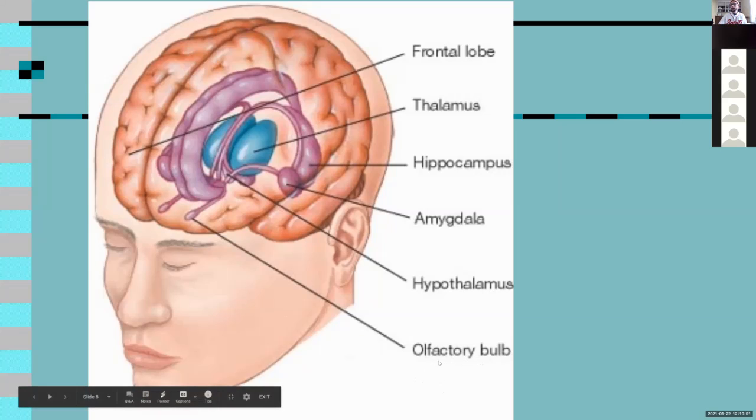Now, this is an important one to talk about. The olfactory bulbs are directly connected to these brain structures that are responsible for emotional response and perceiving emotions.